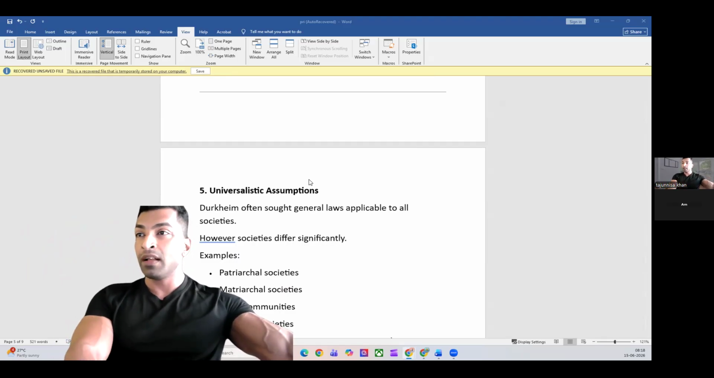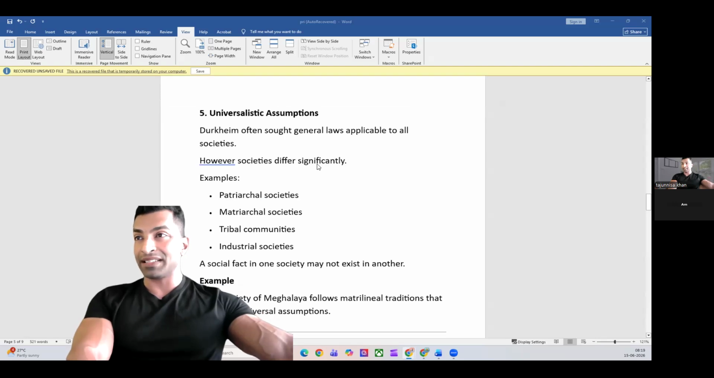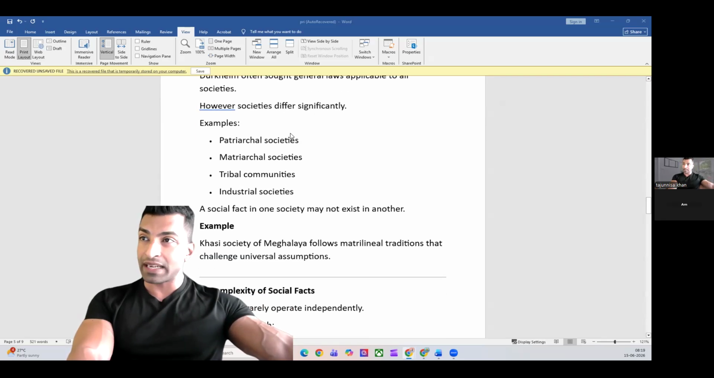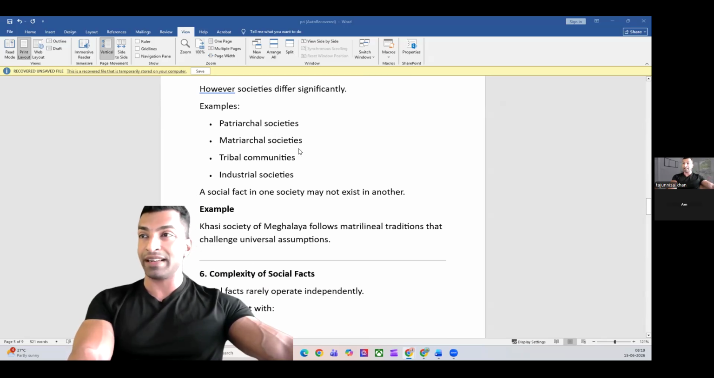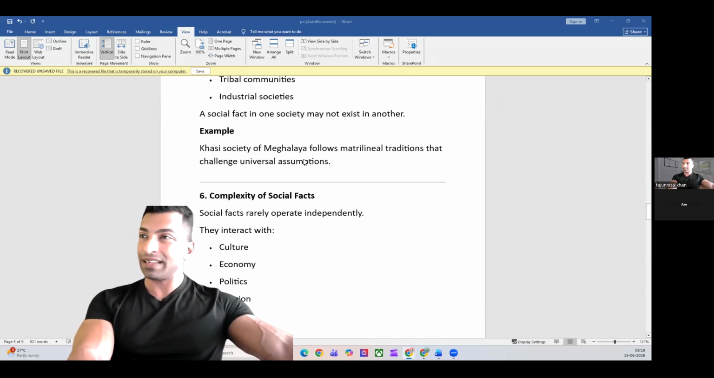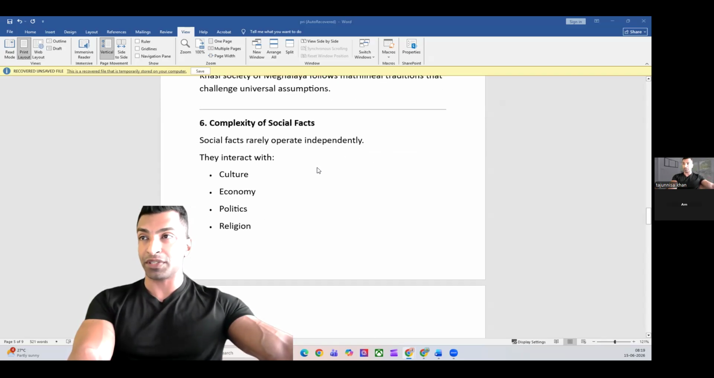Now, this is an unrealistic assumption, right? Because Durkheim, in fact, is looking for general laws which are applicable to all societies, but societies differ significantly. Different societies: matriarchal society, patriarchal society, tribal community, industrial society. So a social fact in one society may not exist in another. Khasi society, you can give this example, of Meghalaya, follows matrilineal traditions that challenge universal assumptions.